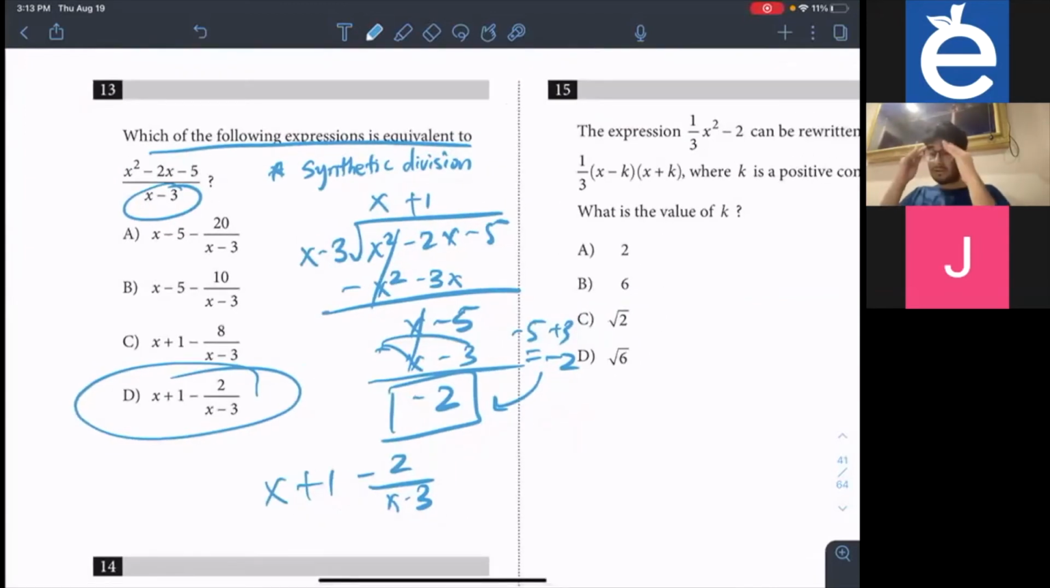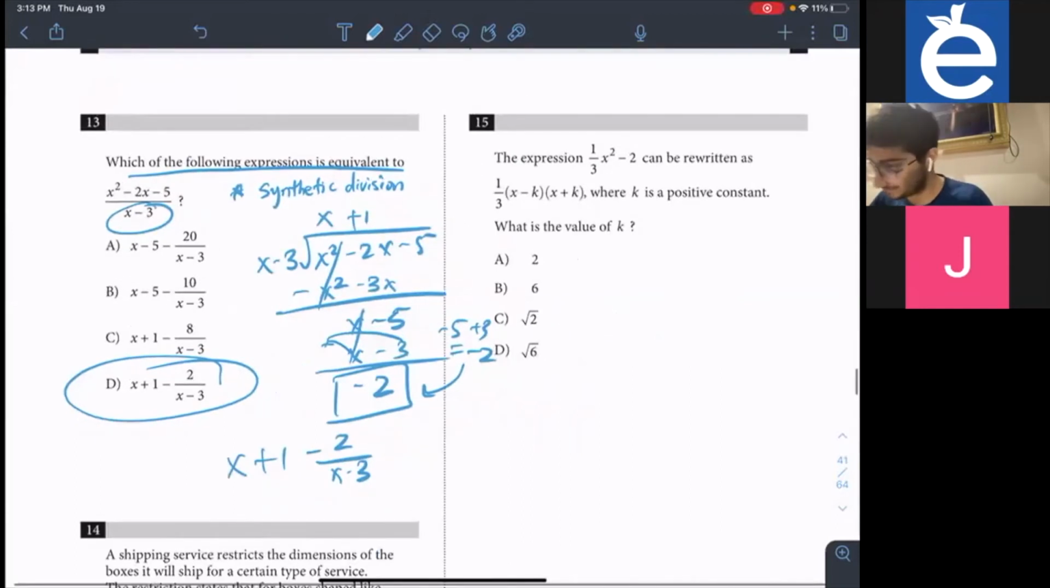So basically for this question, just slow down with the dividing and make sure the signs are right, because if you don't have the signs correct, then you can mess up your answer and that could give you the wrong answer. So make sure the signs are correct.